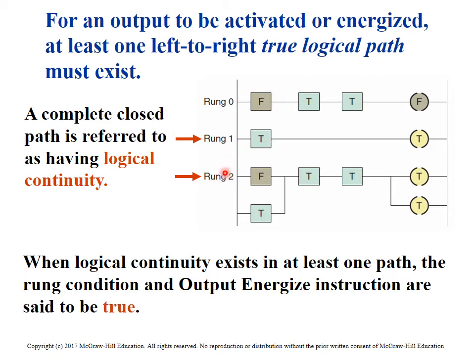So here we're looking at some left to right true logical path. If we have false, true, true, false, we're going to be off. If we're true here, we're going to be true here. If we're false here but true here, and true, true here, we'll be true and true there.